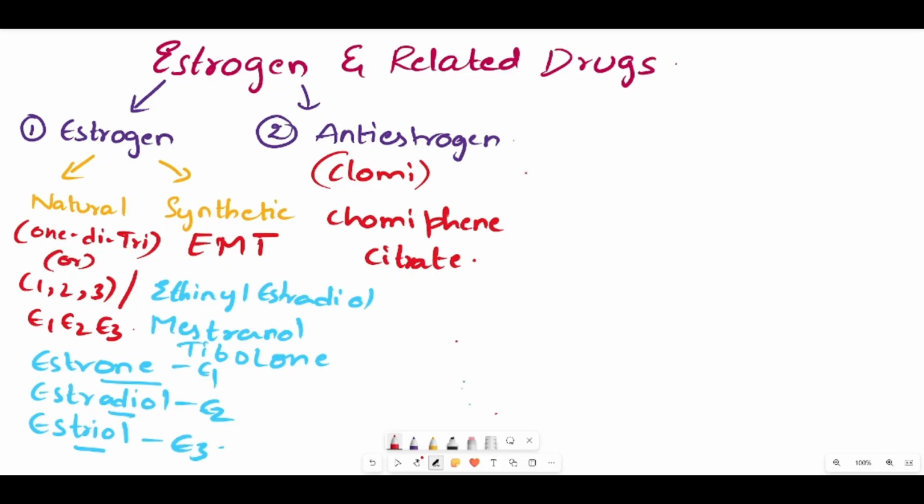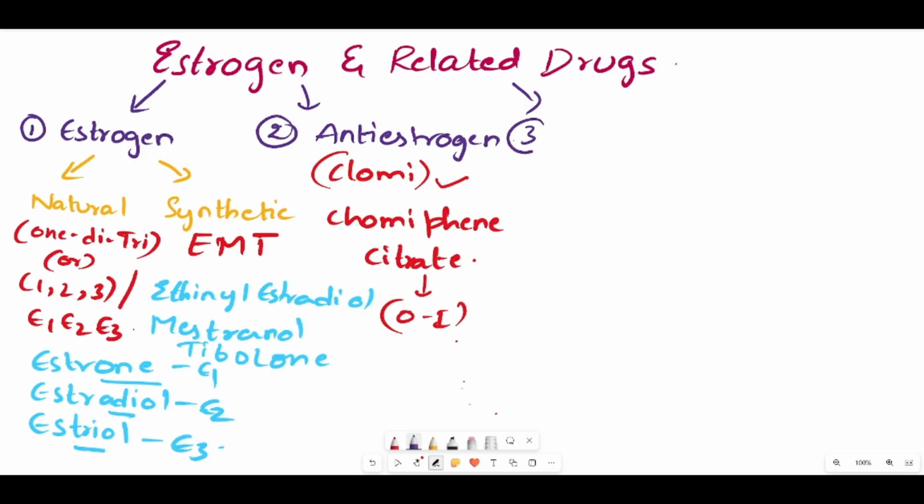The second class is anti-estrogen. Here there is only one single drug, and to remember this, just remember the term clomi, which means clomiphene citrate. It is an ovulation inducer.